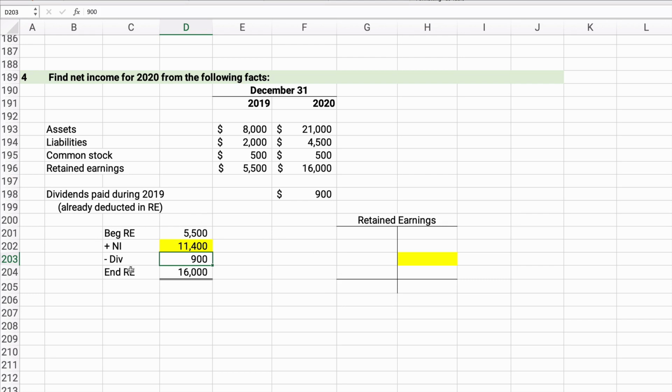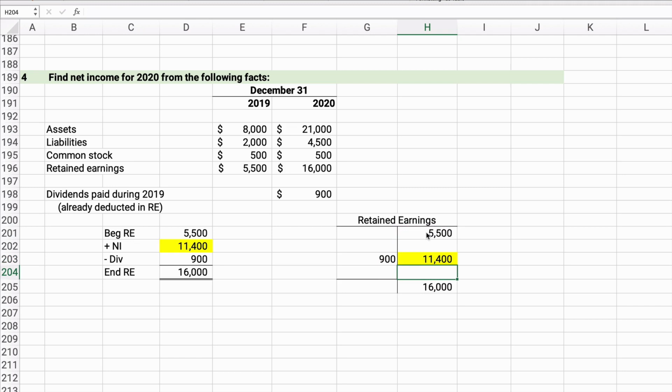And so we can stop. We're happy with that number. The net income would be $11,400. We can also do this with retained earnings account. So we can start with our beginning retained earnings. Our beginning retained earnings is $5,500. Our ending retained earnings is going to be $16,000. That's given. We know that dividends decrease, so it's the same math. We take 16 plus the 900 that was taken out minus the original 5,500. We're just working backwards to calculate net income.